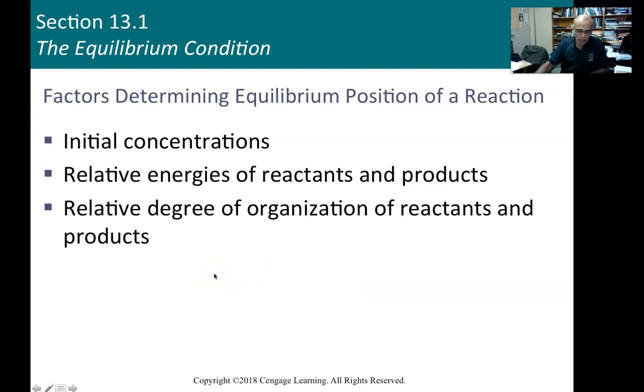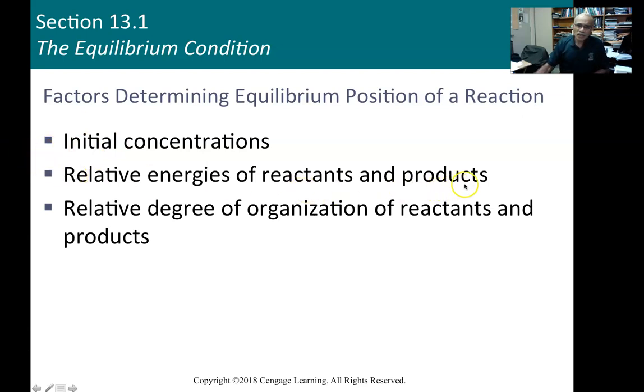So these are some of the factors that determine the position of equilibrium. I'm going to define the position of equilibrium a little bit more. These are the initial concentrations of the reactants and the products, and relative energies of the reactants and products.